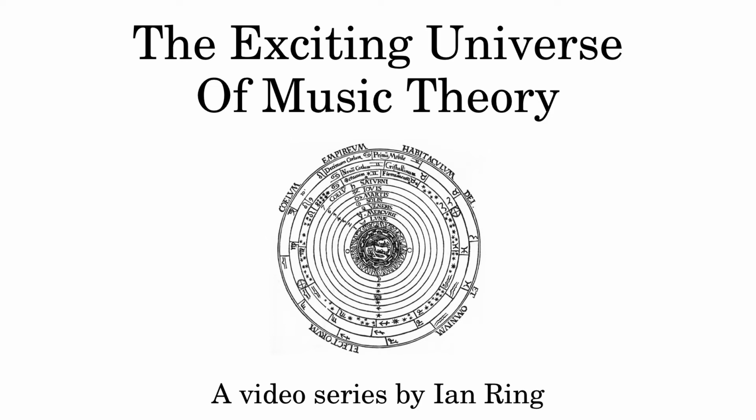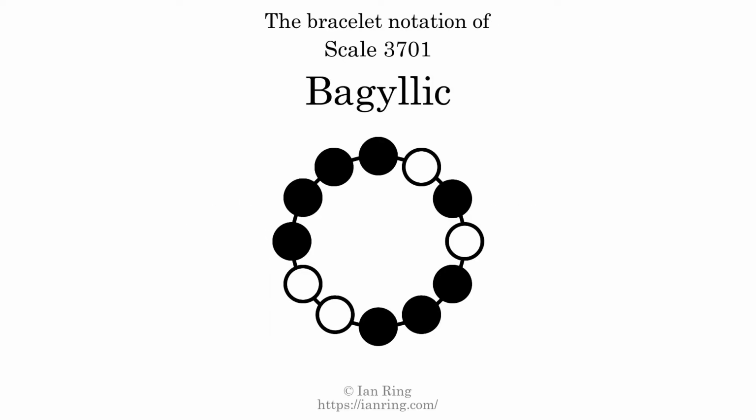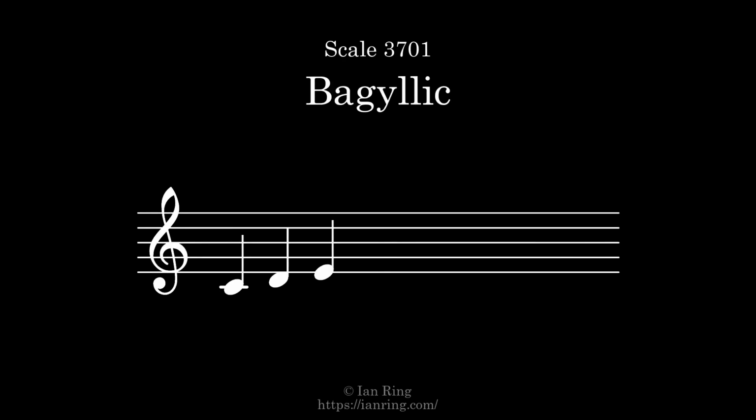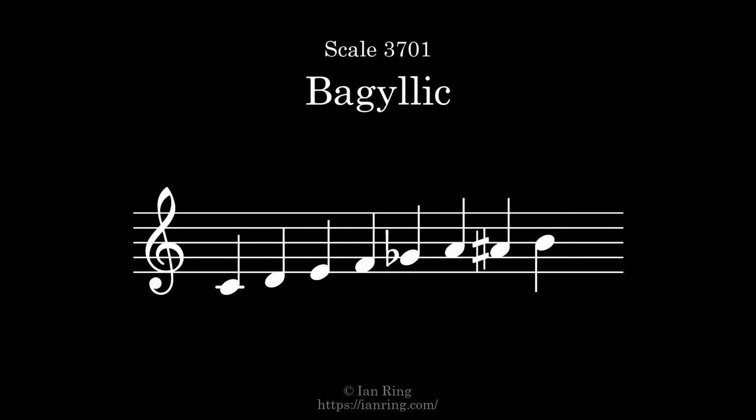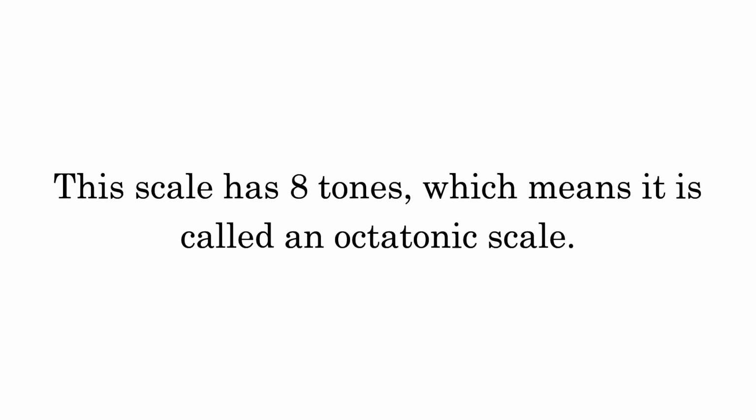Then let's begin. Today we will talk about scale 3701, Bagyllic, which sounds like this. This scale has 8 tones, which means it is called an octatonic scale.